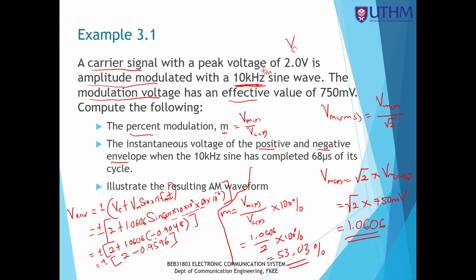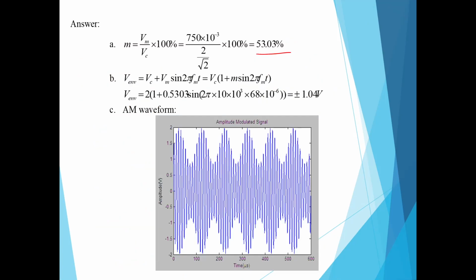So 2 minus 0.9596, so I get here around plus minus 1.04 volt. In terms of volt. So similar with the given answer. So you get here 1.04, and it has a positive and negative side.